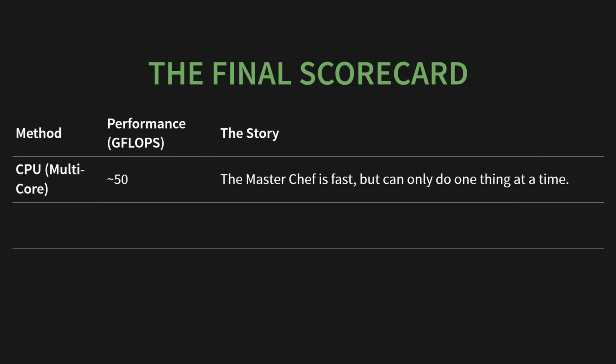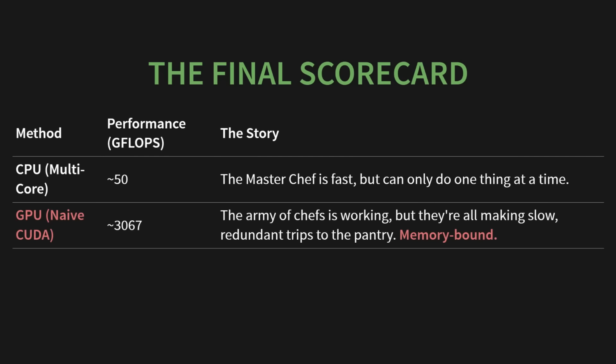Let's look at the final scorecard. When we used a multi-core CPU, we got about 50 GFlops. The Master Chef is fast, but he can only do one thing at a time. Then we moved to the GPU with our naive CUDA kernel. We jumped to over 3,000 GFlops. The army of chefs is working, but they're all making slow, redundant trips to the pantry.